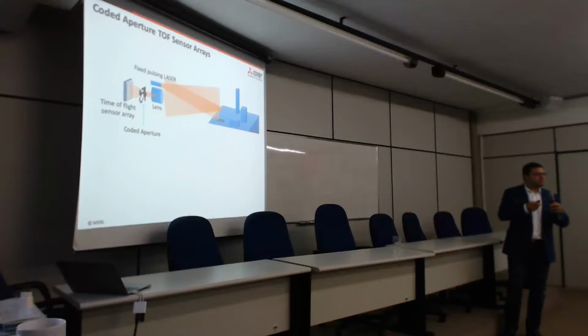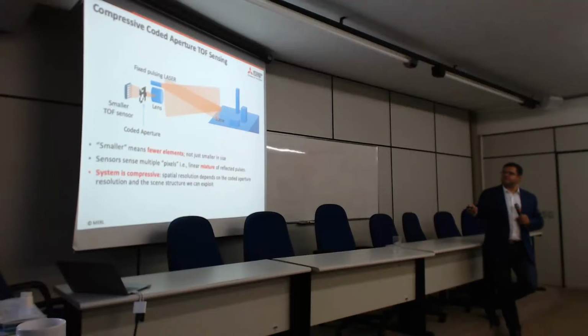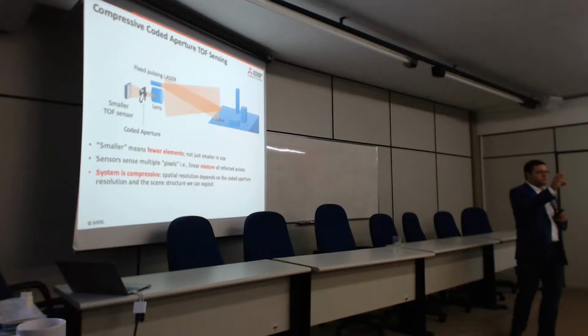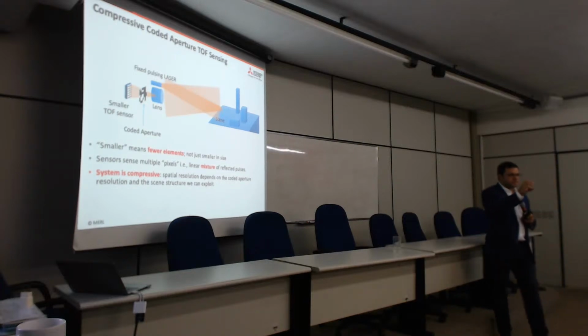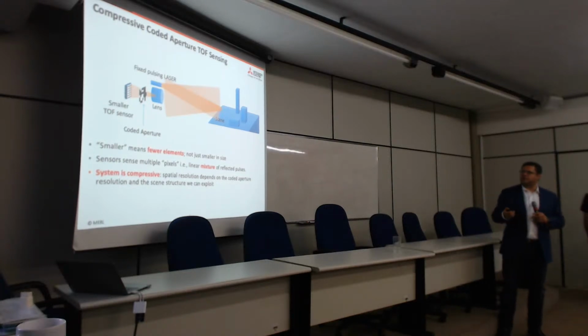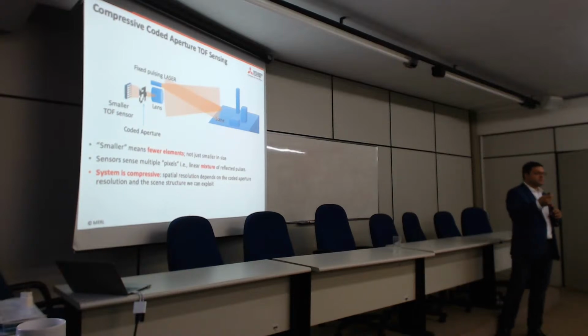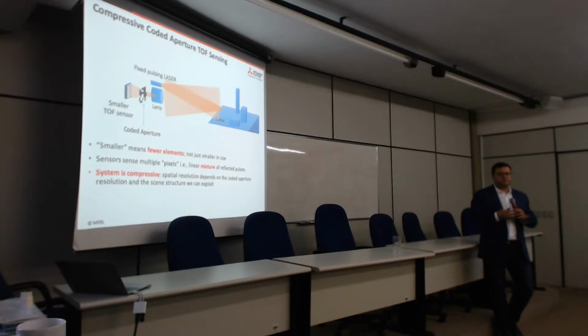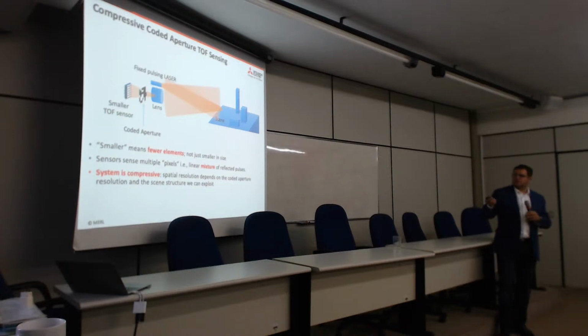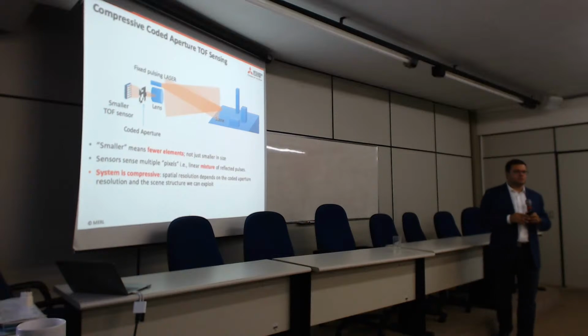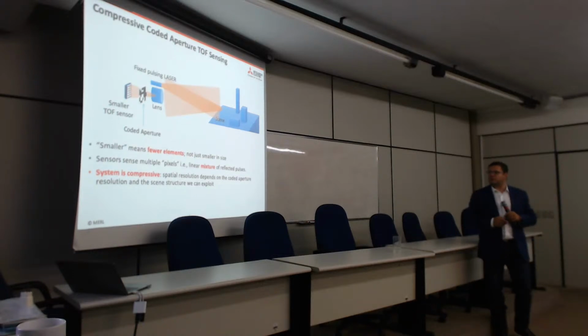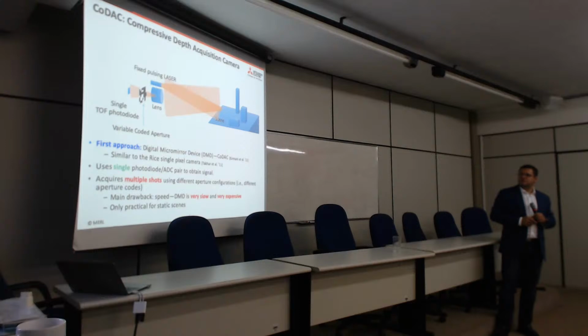And by doing that, you can do that mixing I was mentioning in the beginning. And then you can use a smaller sensor. And when I say smaller, I'm not necessarily talking about the physical size, but the number of sensors. And then each sensor in here senses multiple pixels. So it gets a linear mixture of the reflected pulses, and the system is in some sense compressive. So the spatial resolution depends on the coded aperture resolution and the scene structure we can exploit. Okay. So how to do that?